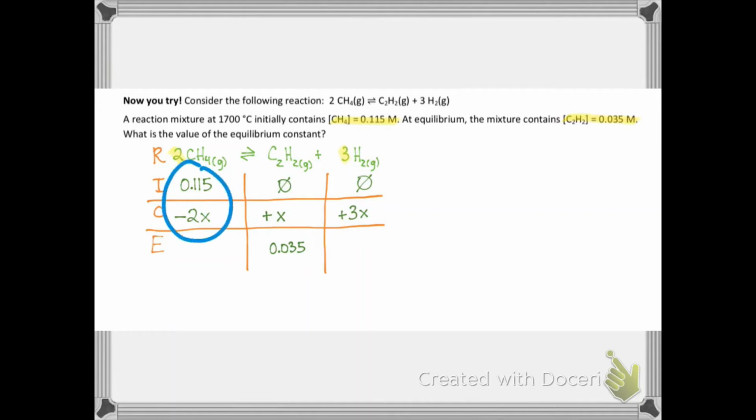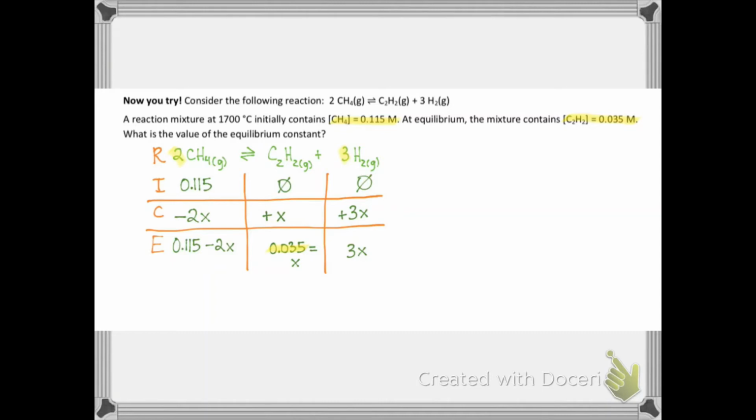All we need to do is add together the things in the first 2 rows to get the information for what's happening at equilibrium. So for CH4 at equilibrium, you're going to have its initial concentration, 0.115, minus 2x. And then for hydrogen gas, you just have 3x because it didn't start off with anything at all. You may have noticed in this case that we totally know the value of x, because the amount of C2H2 produced, since the stoichiometric coefficient was 1, is simply x. That means our x value is 0.035.